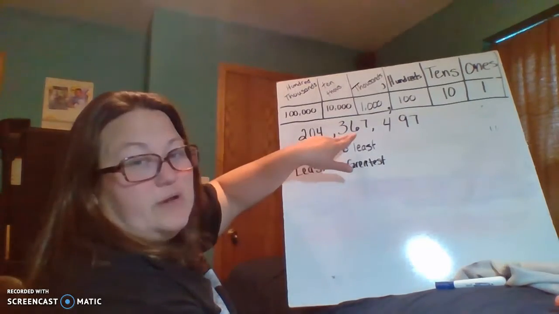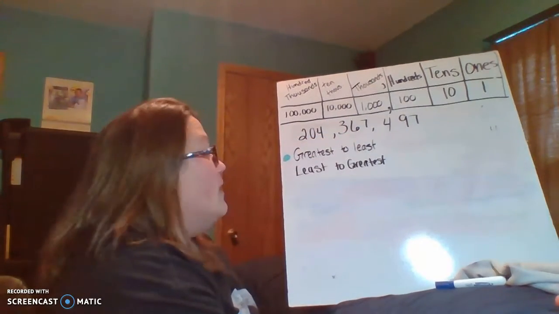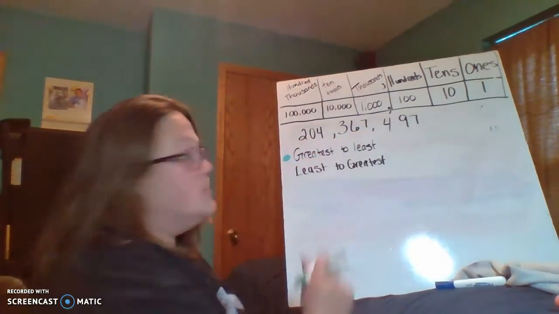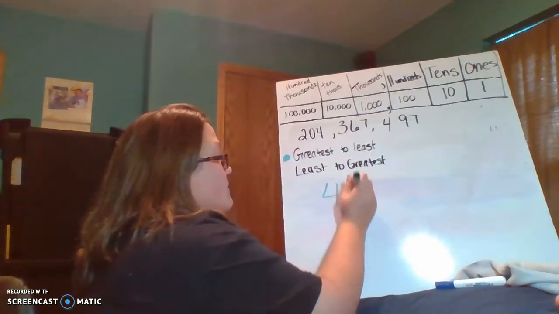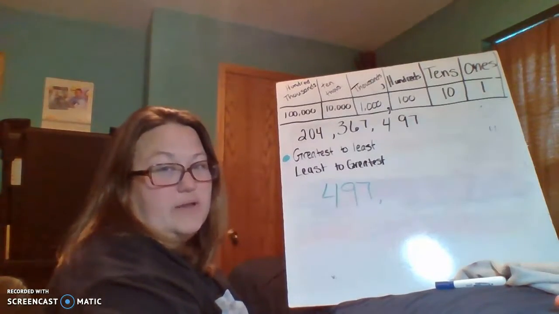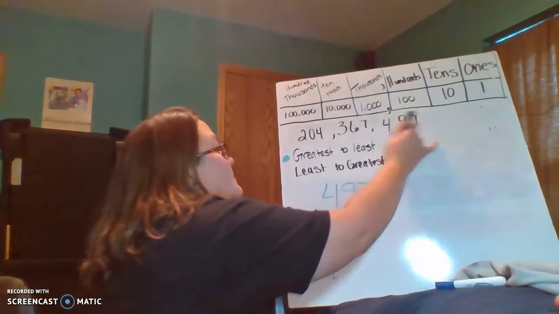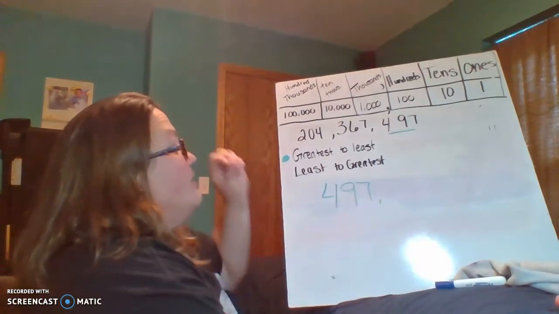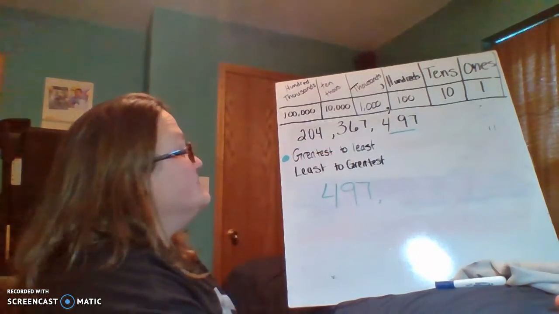Then we've got 367. That number is more than 200 but less than 400. So 497 is our greatest number in our options here. So we're going to underline that. We already used it, okay? So then we've got 204 and 367.